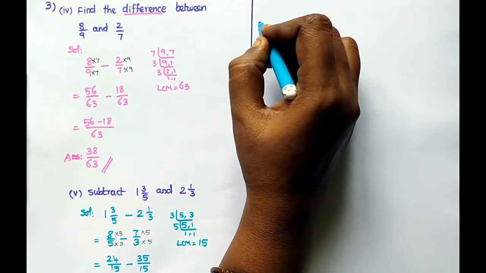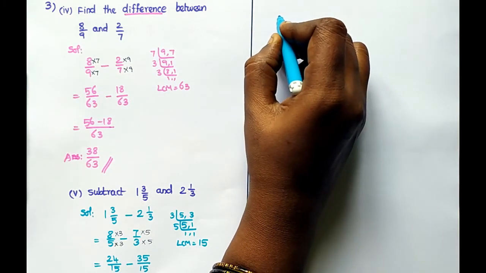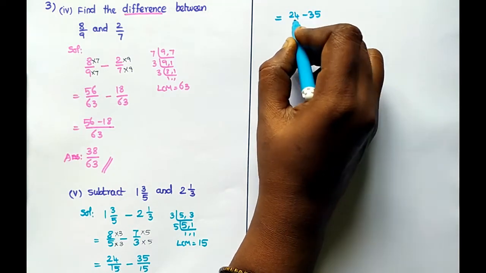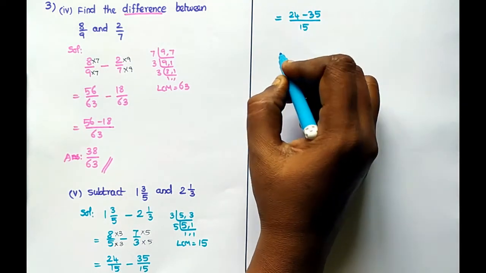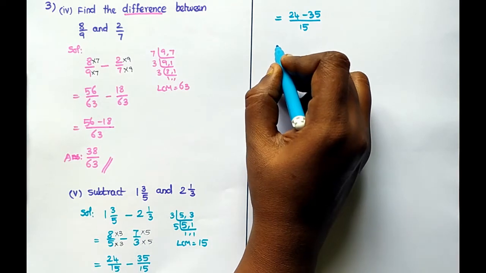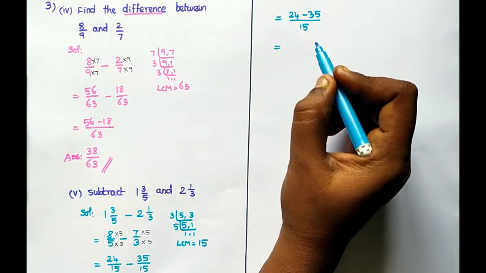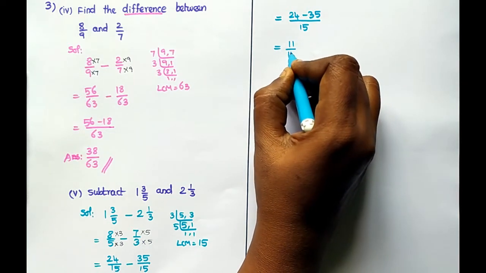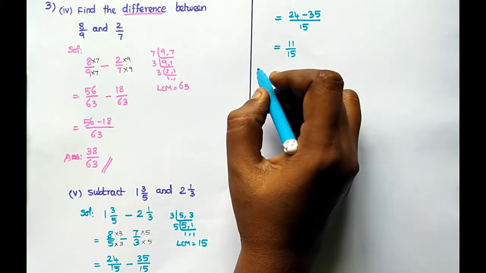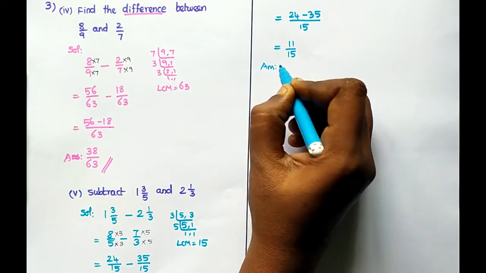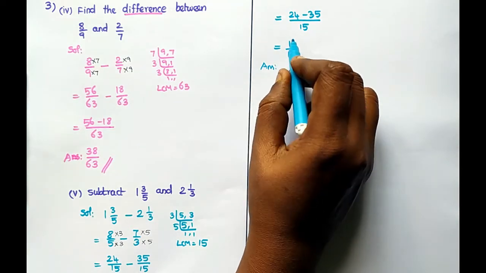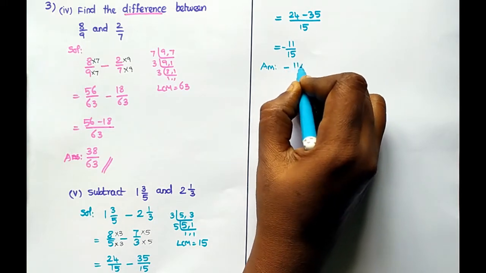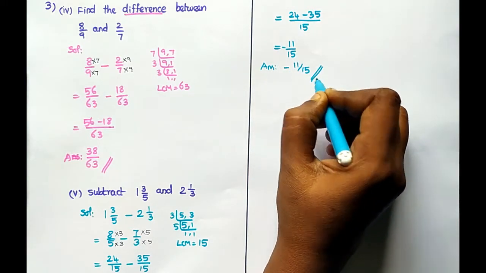Now 24 minus 35 whole divided by 15, because denominators are the same. So 24 minus 35, that is minus 11 by 15. So the answer is minus 11 by 15. That is the answer.